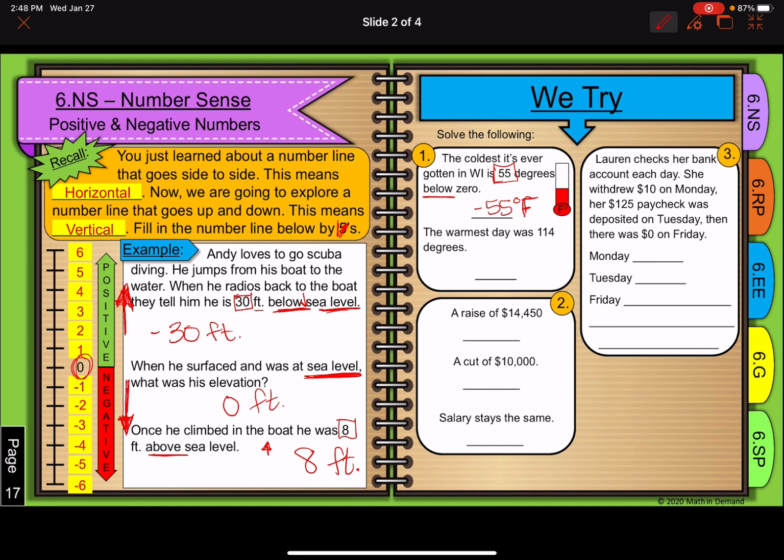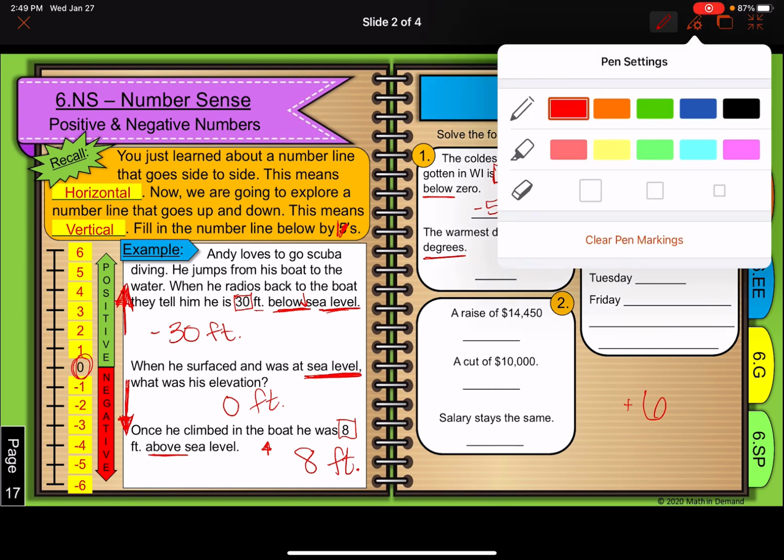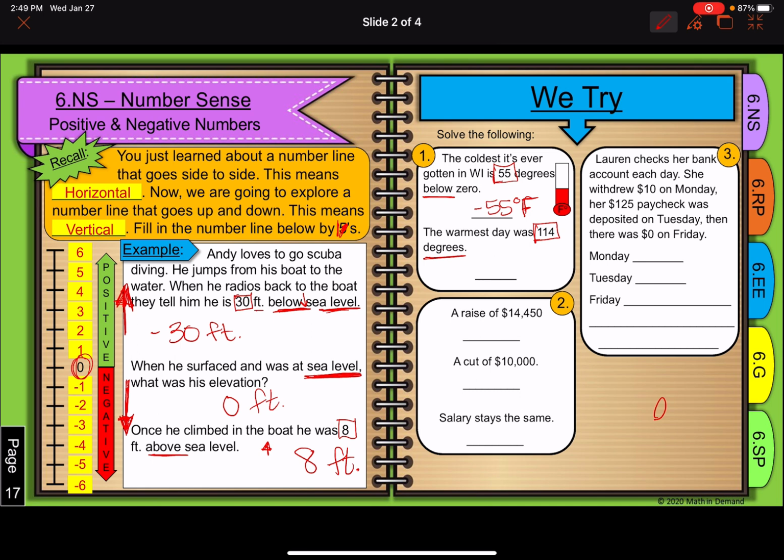The warmest day, however, was 114 degrees. Now notice there's no above or below. Well, just like when you talk about positive numbers, like if I write the number 6, I don't write a positive sign in front of it. We just know it's positive because there's no sign. So in this case, we know it's above 0 because there is no indication that it's below.